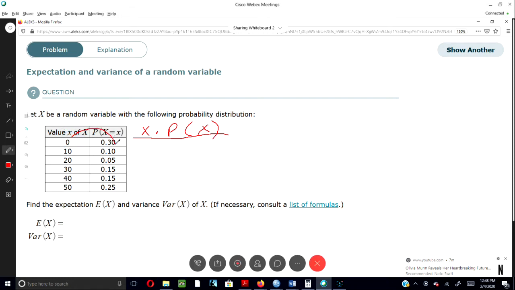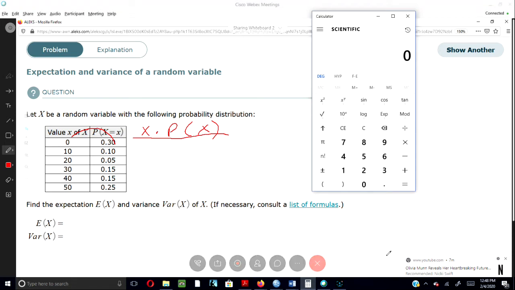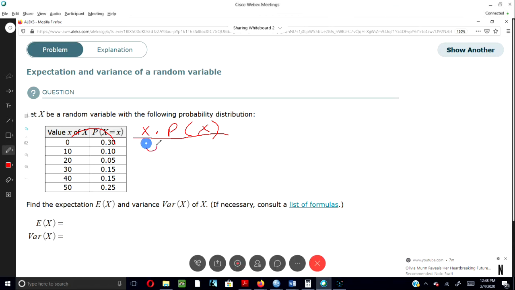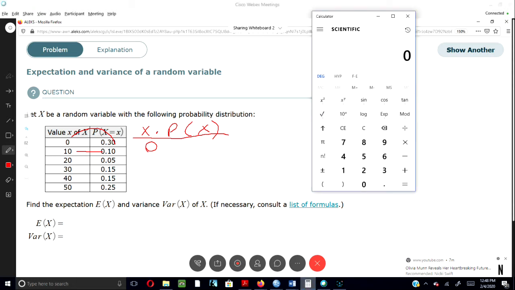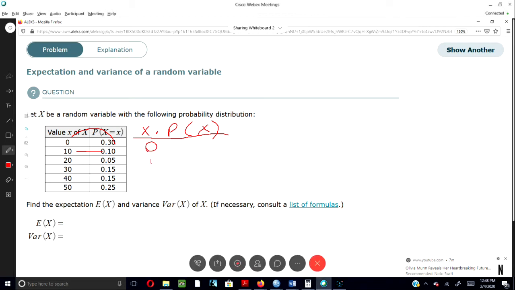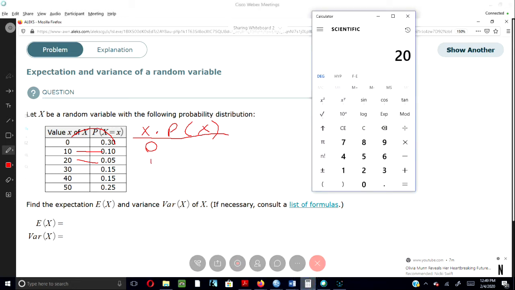And so for that, we're going to simply multiply 0 times 0.30. You can just use your calculator for that. So 0 times 0.30 gives you 0. Then we just go down the row, and you'll say 10 times 0.10, and that's going to give you 1. Then you multiply 20 times 0.05, and that's going to give you 1.